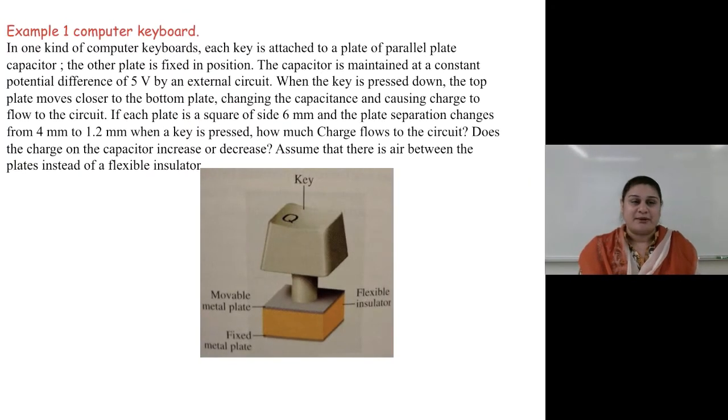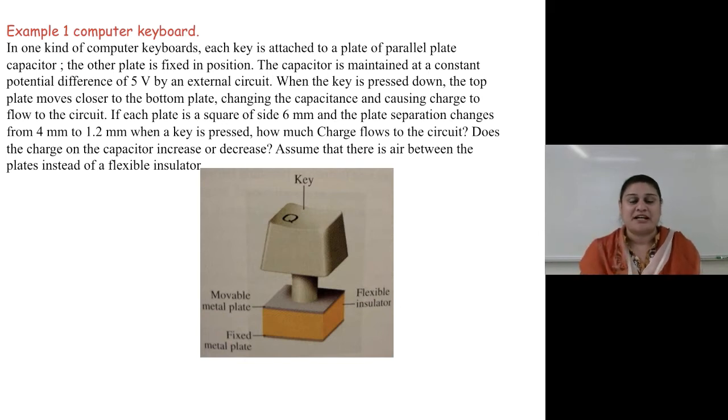So now let's look at an example. In one kind of computer keyboard, each key is attached to a plate of a parallel plate capacitor, and the other plate is fixed in position. A capacitor is maintained at a constant potential difference of 5 volts by an external agent.